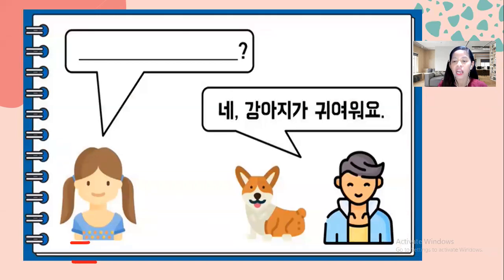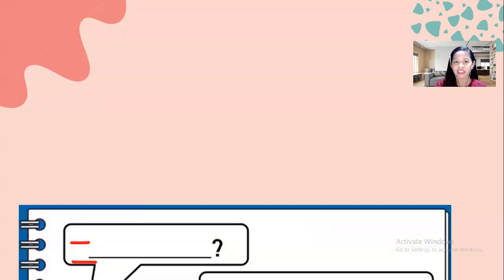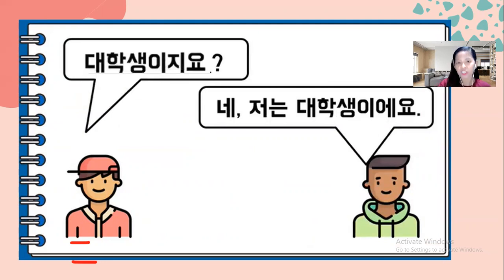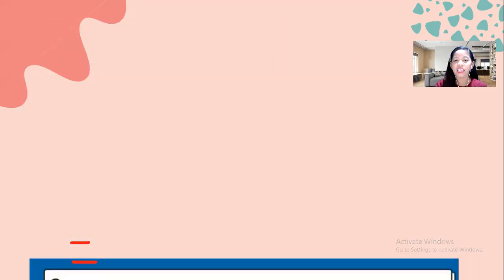Okay, now this time, I want you to fill in the blank. So this response here will be your clue as to how to formulate your question here, right? Can you try, Anna? 오, 맞아. Okay? So, 강아지가 귀엽지요? 네, 강아지가 귀여워요. Your dog is cute, isn't it? Oh, that's correct, right? Another one. Sheila? 오, 맞아. 대학생이지요? Are you a college student? 네, 저는 대학생이에요. Right? And last one.